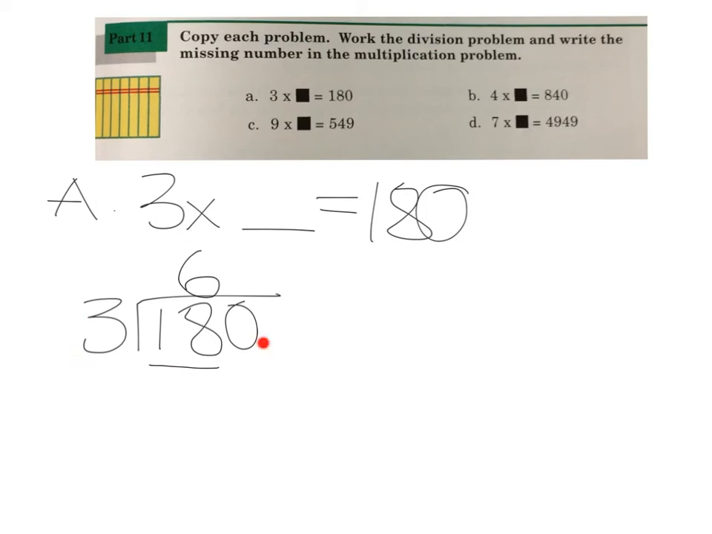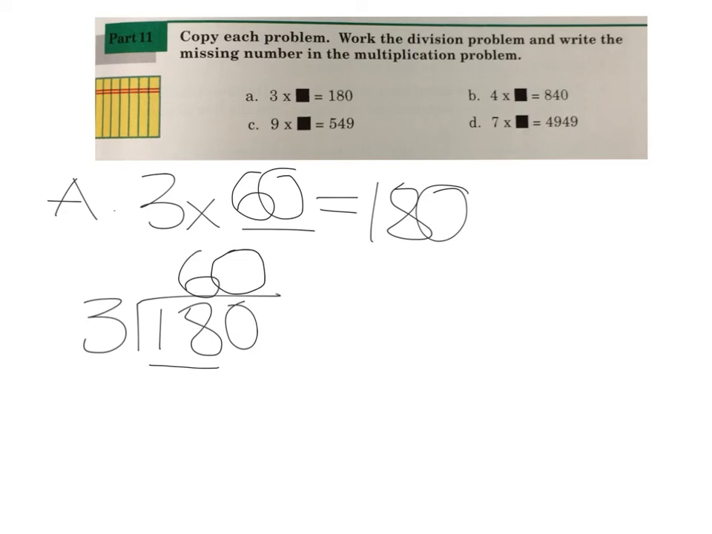Now, can 3 go into 0? No, 0 is not big enough, so I can't put it in there. So whenever I can't do it, I'm going to put a 0. So now that I've solved my division problem and I have the answer to the division problem, I'm going to put the same answer into my multiplication problem.